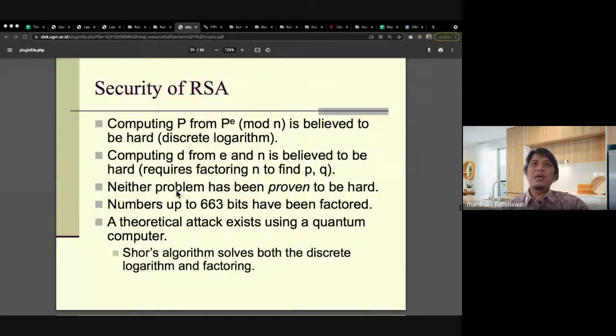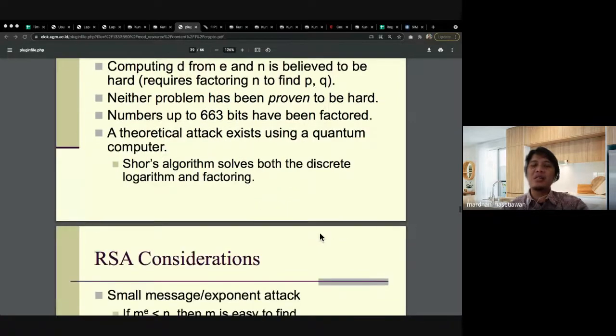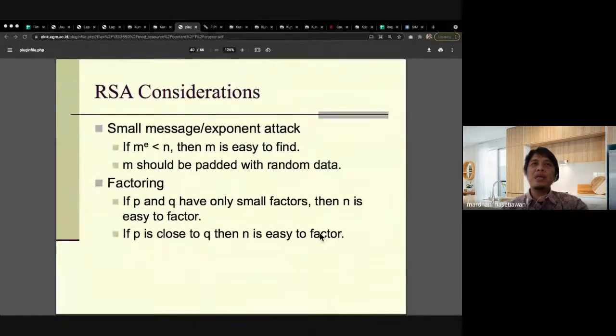I think RSA has some challenges too. It's believed to be hard because it relies on factoring, to find P and Q. Neither problem has been proven to be hard, and numbers up to 663 bits have been factored. A theoretical attack exists using a quantum computer. So that's a clue for how you could break RSA: you can use an architecture close to quantum computing, which has powerful computation power for guessing the random number. So I think RSA has some considerations also.